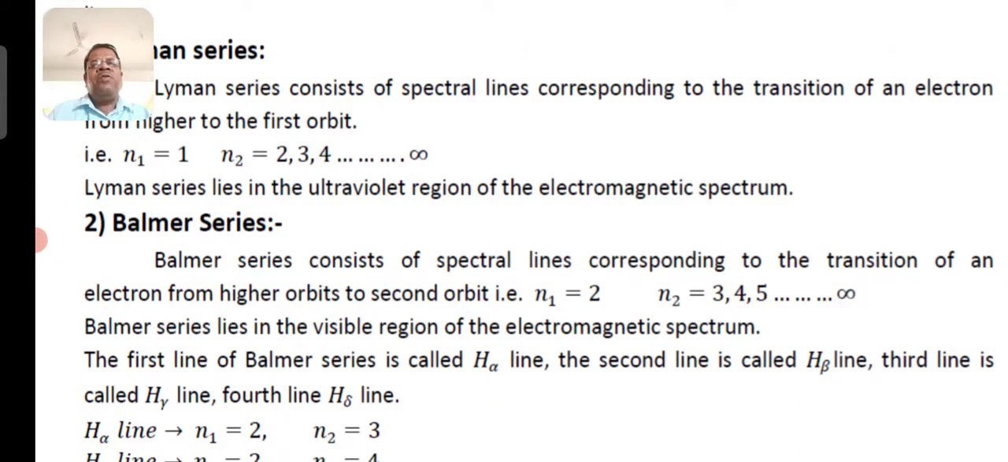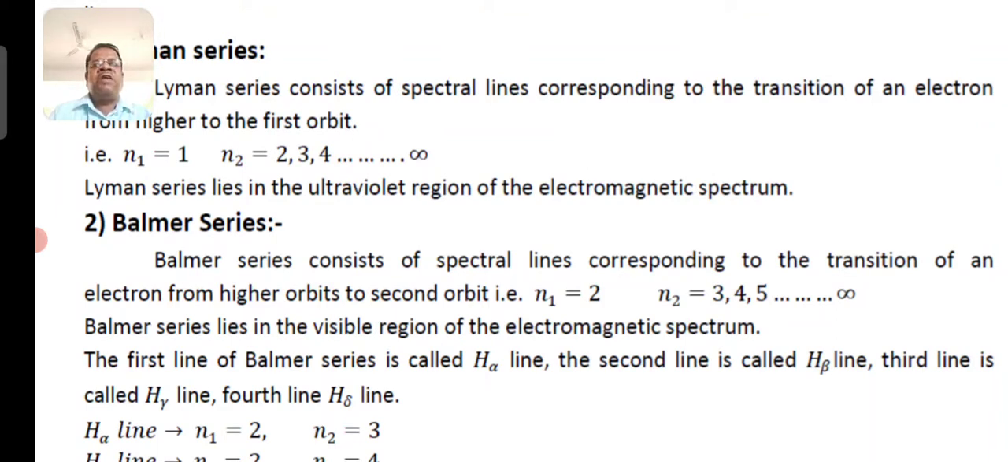The value of n1 depends on name of the series. For Lyman series, n1 equals to 1. For first member, n2 equals to 2. For second member, n2 equals to 3. For last member, n2 equals to infinity. Lyman series lies in the ultraviolet region of the electromagnetic spectrum.